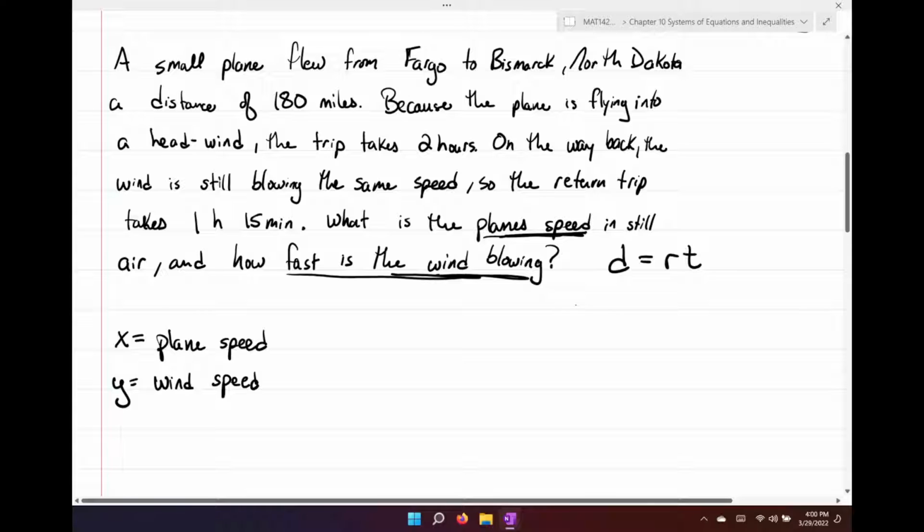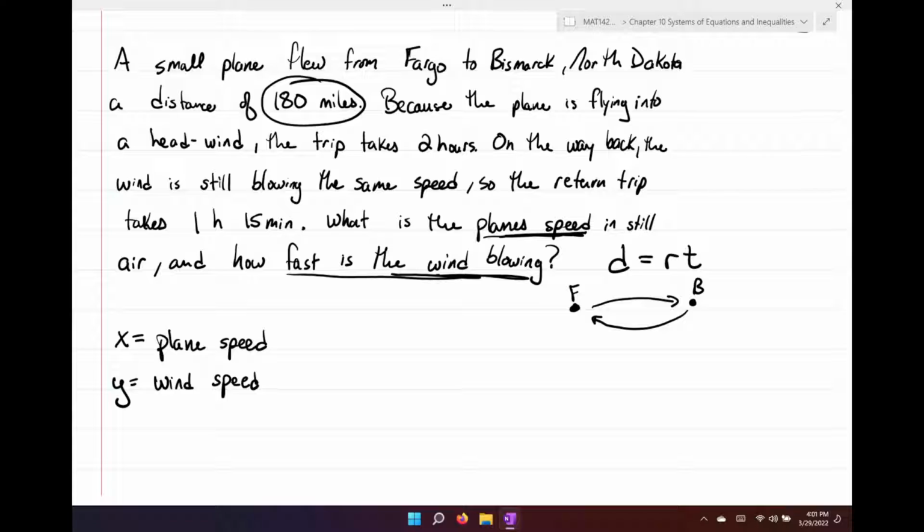Our first trip goes from Fargo to Bismarck, and then the return trip is the same distance. So we know that distance is 180 miles. That doesn't change. That's from the first sentence in this problem. It's everything in between the first sentence and the last sentence that we need to be concerned with.